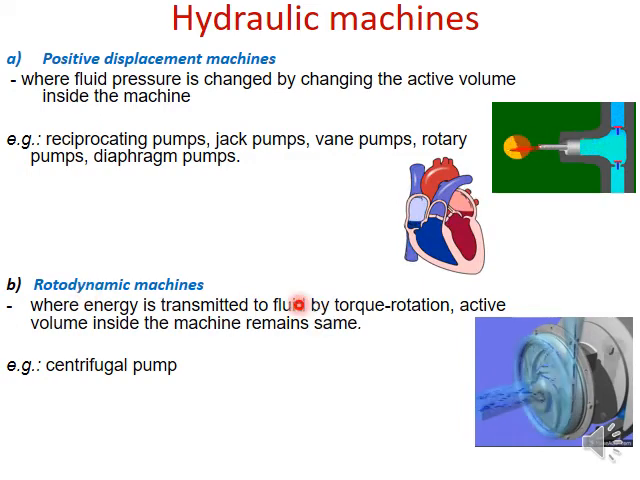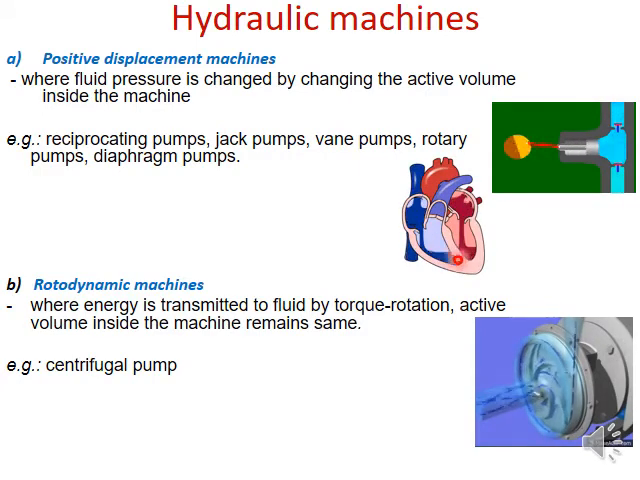Okay, so this is the heart. So you can see the active volumes inside these compartments change. So we can classify heart as a special type of positive displacement machine.